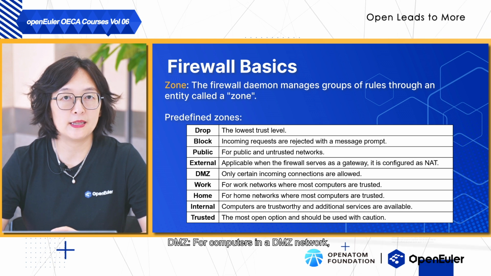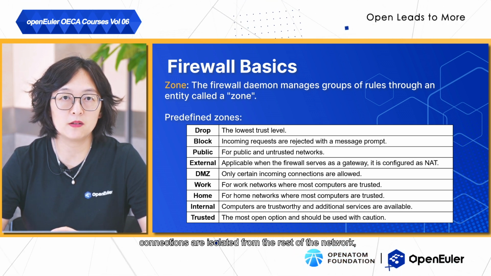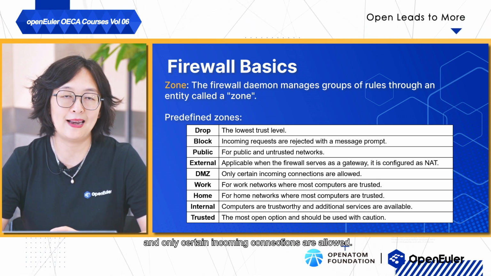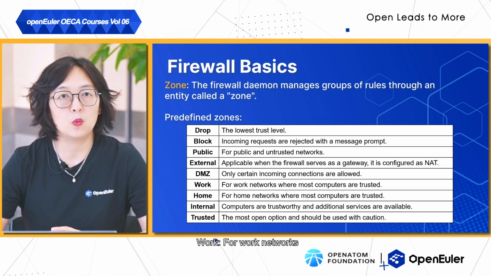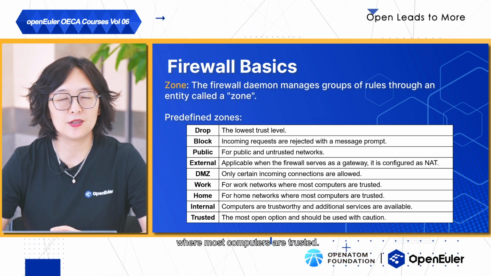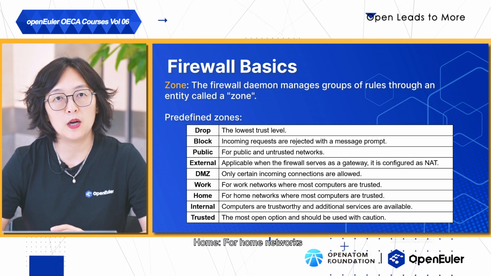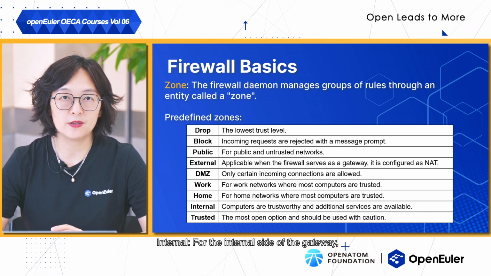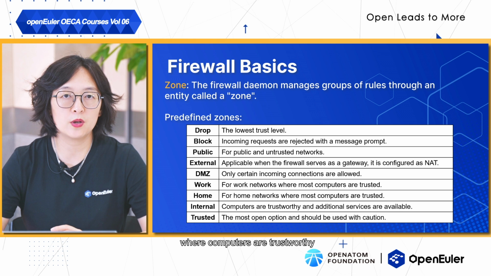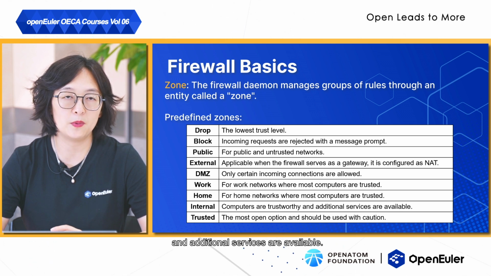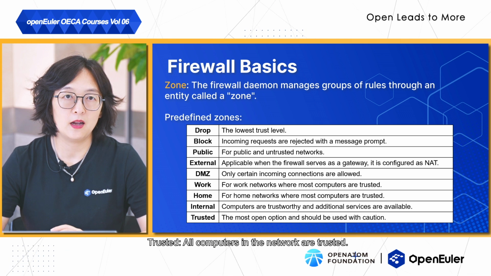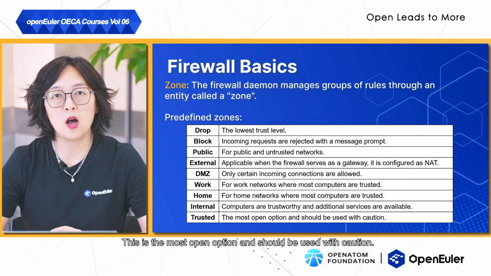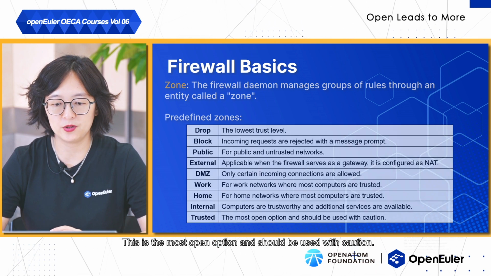DMZ, for computers in a DMZ network. Connections are isolated from the rest of the network, and only certain incoming connections are allowed. Work, for work networks, where most computers are trusted. Home, for home networks, where most computers are trusted. Internal, for the internal side of the gateway, where computers are trustworthy and additional services are available. Trusted, all computers in the network are trusted. This is the most open option and should be used with caution.